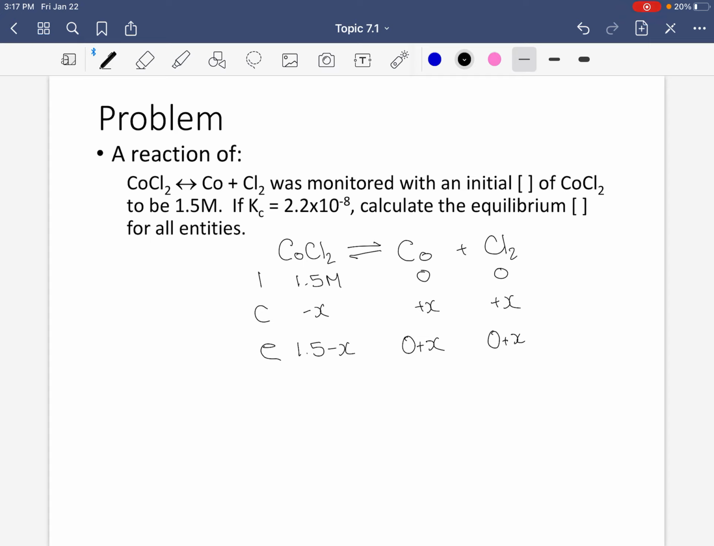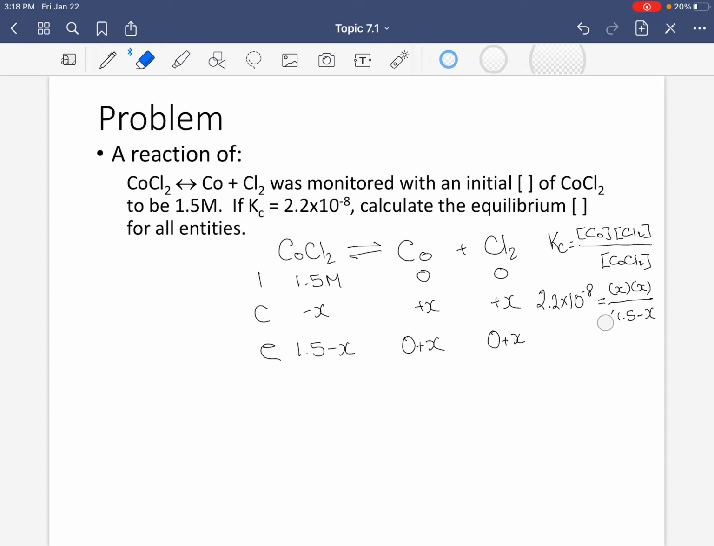Okay, let's do the Kc expression. Kc is equal to cobalt times chlorine over cobalt 2 chloride. Let's sub in those numbers. 2.2 times 10 to the power of negative 8 is equal to x times x over 1.5 minus x. I don't know why I put a bracket here for no reason. Okay? Find x.